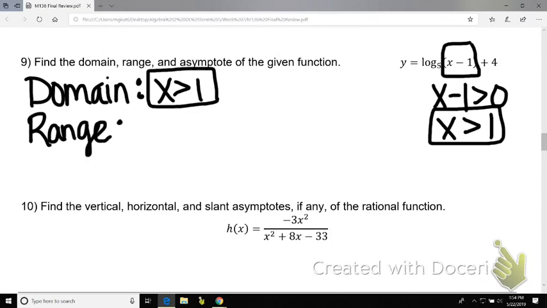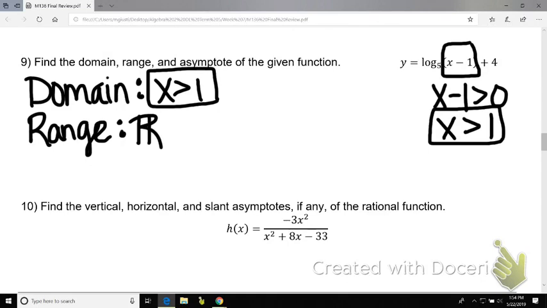So your range is dealing more with your y values. Even though the value of x can only be greater than 1, your y values can really be anything, because even though right now that one says plus 4, if there had been a minus out there, technically your answer could go negative. So your y values can be any number that exists. So anytime they ask you for the range of a log, we always put all real numbers.